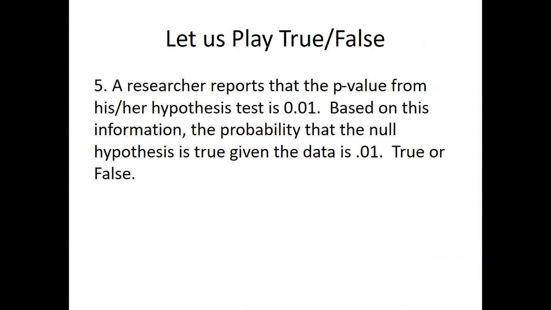But this is what people want to say. They're so desperate to say this. It slips in. The probability that the null hypothesis is true given the data is 0.01. No. It's actually the probability of observing this data, or data even more rare, given the null hypothesis is true.